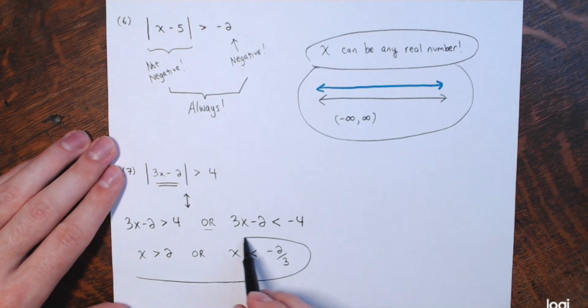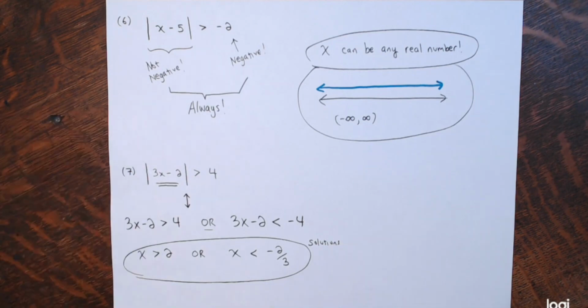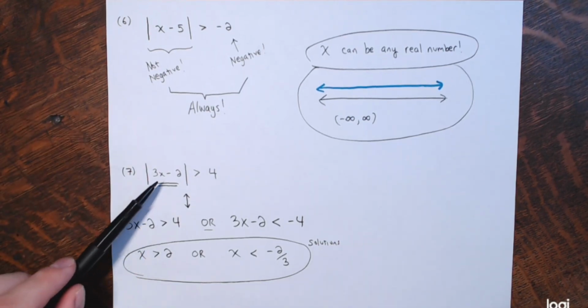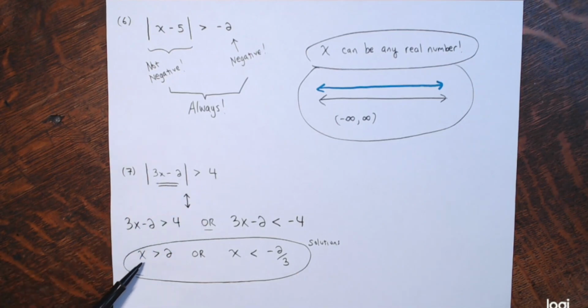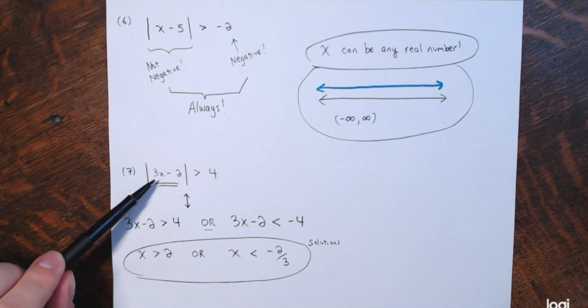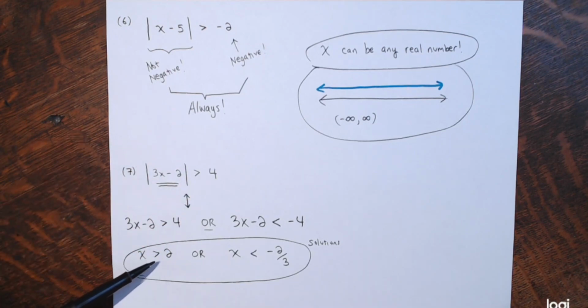Here's a description of the solutions. What can I replace x with to make this a true statement? I can replace x with any number greater than 2, or I could replace x with any number less than -2/3. And test this out. Pick any number greater than 2. I'm just going to do one. Say 3. 3 times 3 is 9. 9 minus 2 is 7. The absolute value of 7 is 7. Is 7 greater than 4? Absolutely it is. And you could try that with any number greater than 2, and it should work.